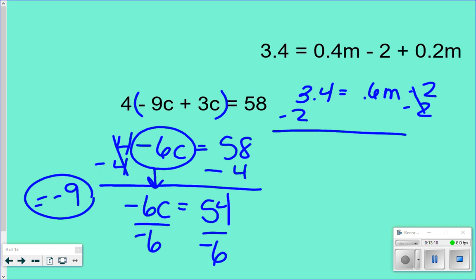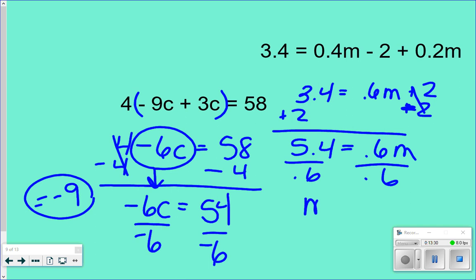Oh, yes, I'm going to add 2. Thank you. I didn't write that. Oh, my gosh, I'm all sorts of messed up. So I got to add 2 to both sides. So 5.4 equals 0.6m, divided by 0.6, divided by 0.6. This one's also going to be 9. You are correct.